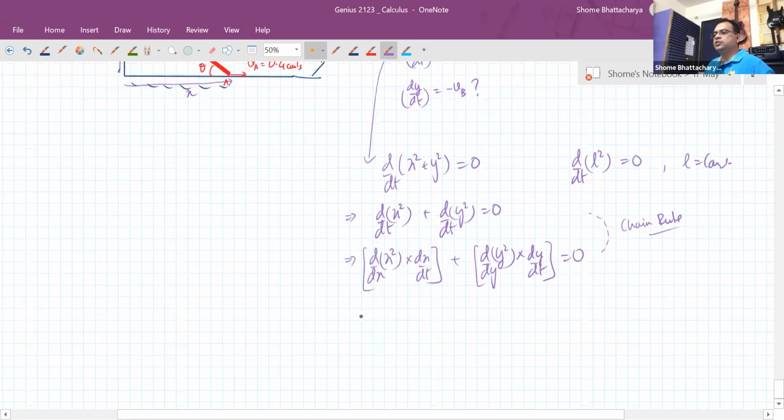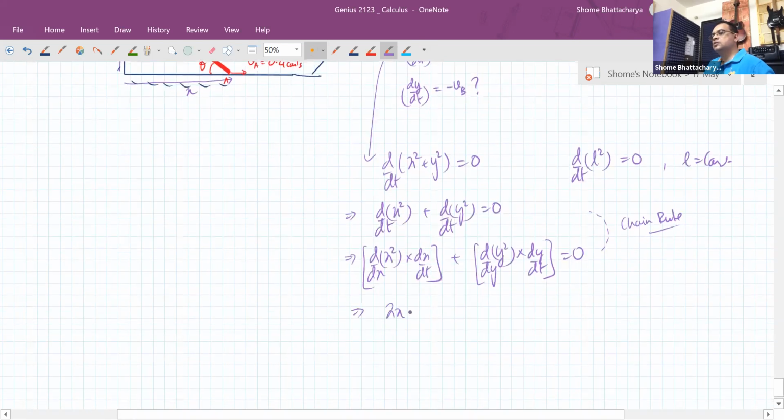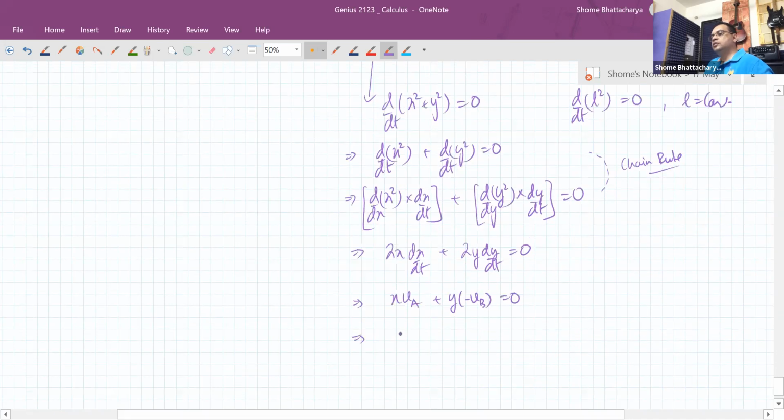Now we can see the differentiation of x square with respect to x is 2x. So 2x into dx by dt plus similarly 2y into dy by dt should be 0. So we have x into VA plus y into minus VB is equal to 0. So we have VB is equal to x by y times VA. Okay. Now you can see that x by y in that relation was nothing but cot theta.